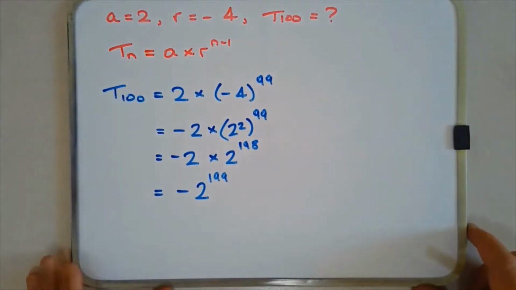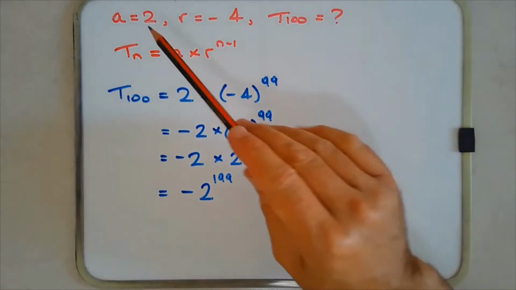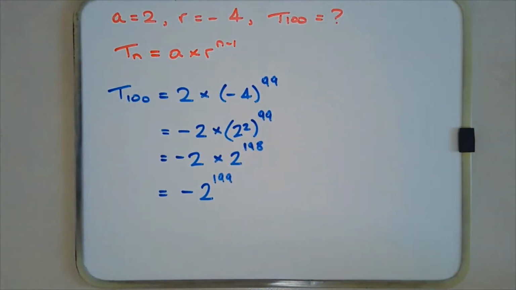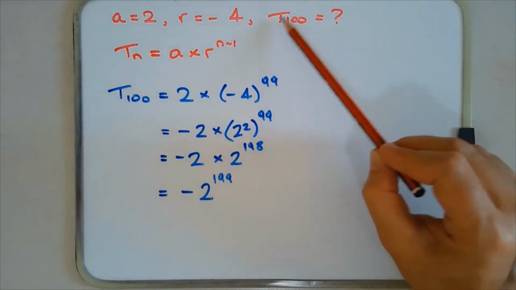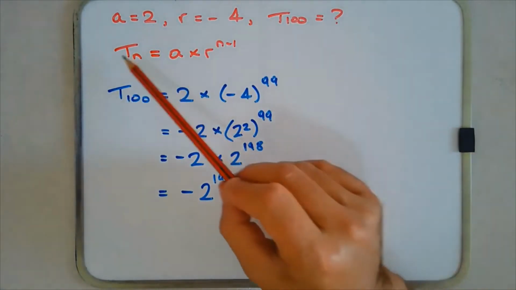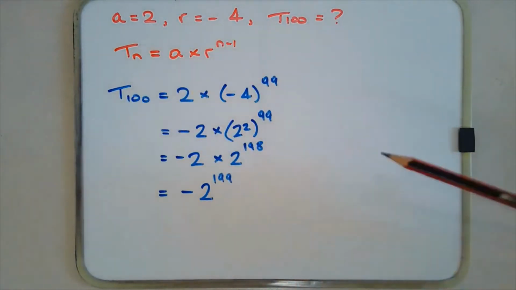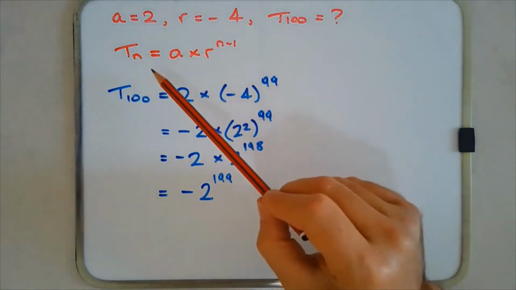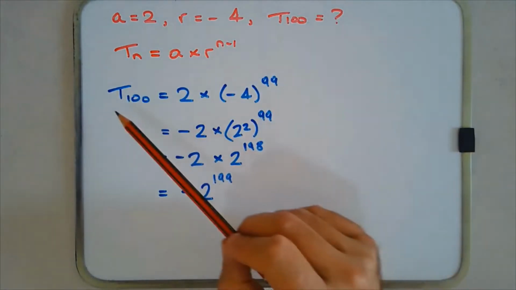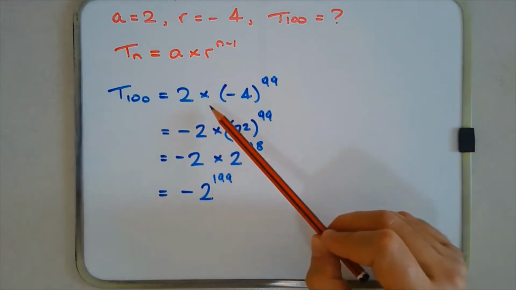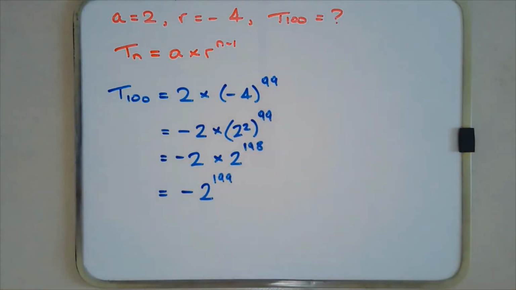Now we can find the 100th term. So let's again write down what we've just discovered. We know the first term is 2. We know the common ratio is negative 4. We need to find T100. Using the formula for the nth term of a geometric progression, Tn is equal to A multiplied by R to the power of n minus 1. So T100 is equal to 2 multiplied by negative 4 to the power of 99.